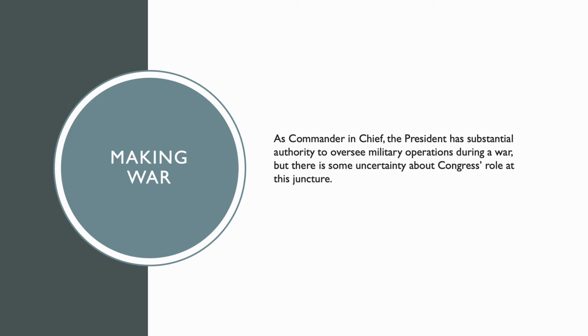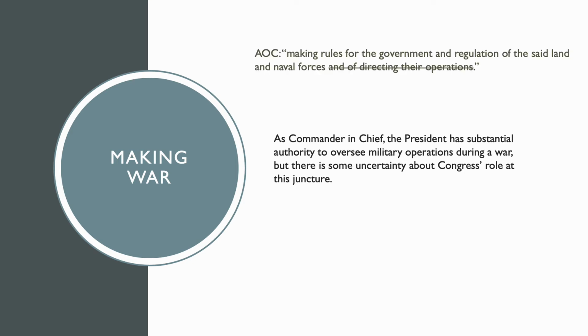But it's also reflected in the fact that while the Constitution empowers Congress in Article 1 to make rules for the government and regulation of the land and naval forces, the framers chose not to adopt the formula that had been used in the Articles of Confederation, which gave Congress the broader power of making rules for the government and regulation of the said land and naval forces and of directing their operations. And so the deletion of those words, and of directing their operations, according to some scholars, should be meant to lead to the conclusion that Congress should not be directing war operations in the middle of a war.